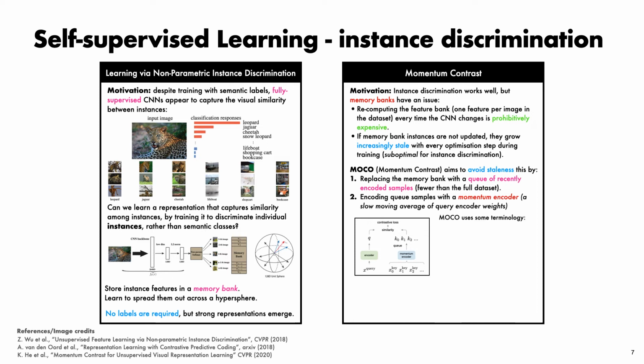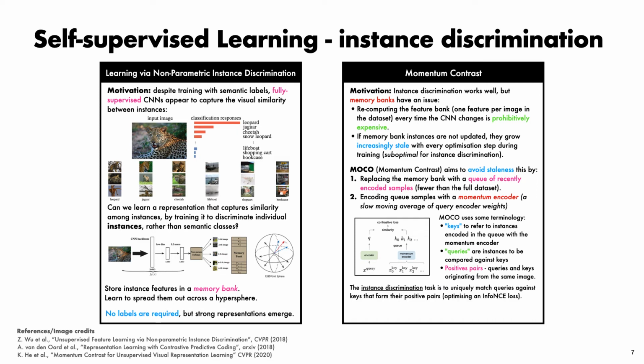MoCo uses some additional terminology. Keys refer to instances encoded in the queue with the momentum encoder. Queries are instances to be compared against keys. Positive pairs are queries and keys originating from the same image, and by extension, negative pairs are queries and keys originating from different images.